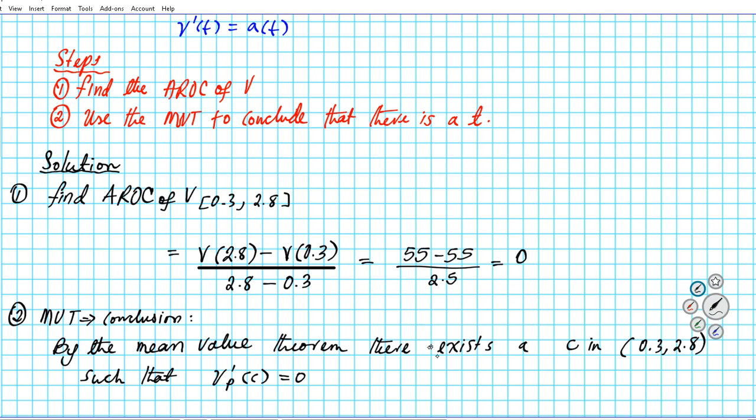Alright, so this problem is a 2-pointer on the AP exam. You get 1 point for finding the average rate of change, and then you have another point for explaining how the mean value theorem helps you to arrive at the desired conclusion. This problem gives you a total of 2 points.